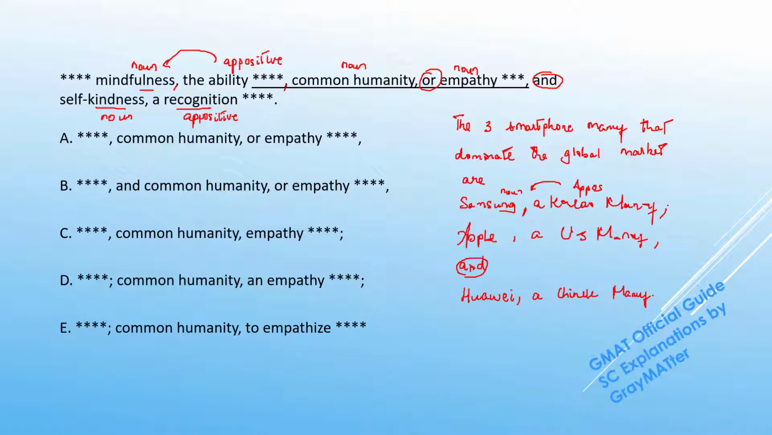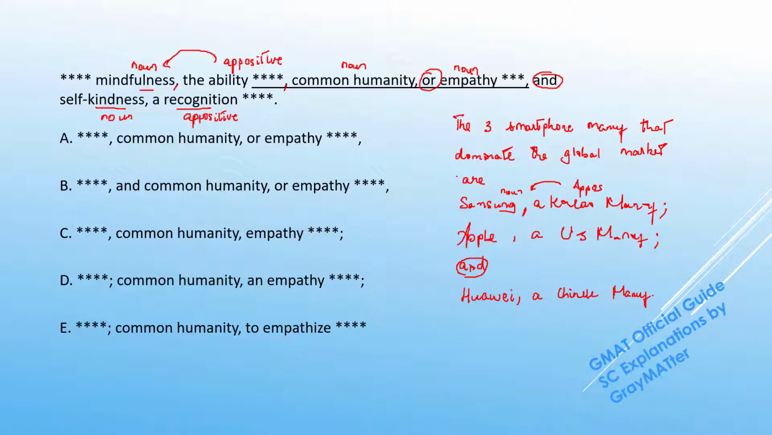So if I want to group them together, the right way of constructing this list would be inserting a semicolon after these appositives. So that makes the list much clearer, more legible, and more logical because now we have separated the items of the list properly. So Samsung and a Korean manufacturer becomes one entity, Apple, a US manufacturer, becomes a second entity, and Huawei, a Chinese manufacturer, becomes a third entity.